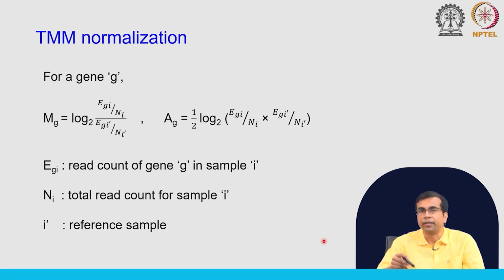Similarly, you can calculate this A_g, which is kind of an average expression, right. So again you have half log2 of (E_gi divided by N_i) times (E_gi' divided by N_i'). Again we know that E_gi is the read count for gene g in sample i, N_i is the total read count, and then we have similar measures E_gi' and N_i' for the reference sample, okay. So once you have calculated this, right.